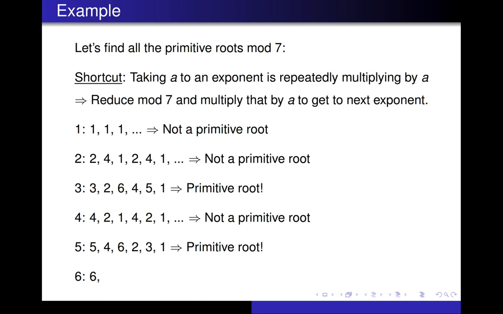And finally, for 6, 6 times 6 is 36, and 36 is 1 more than 35, so that gives us 1. 1 times 6 is 6. 6 times 6 is 36 again, which gives us 1. You notice we're going back and forth between 6 and 1. Again, not a primitive root. So mod 7, we get 2 primitive roots: 3 and 5.